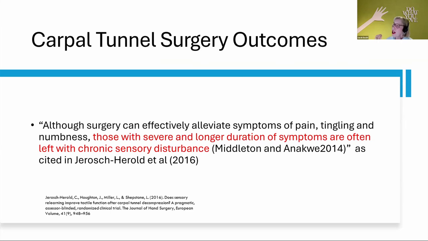But the longer the carpal tunnel has existed, the longer the compression has existed, the more likely it is that you may have some residual symptoms. It can be a chronic sensory disturbance. Then that sensation doesn't fully recover or is still kind of numb. Or it could also be that you're having a very difficult time getting that opponens muscle to function again if it has been highly atrophic.